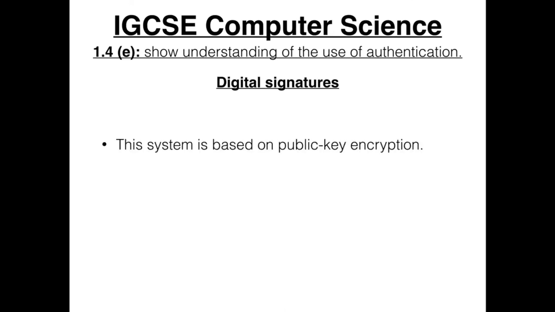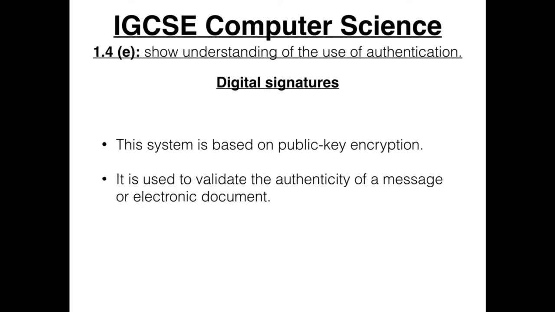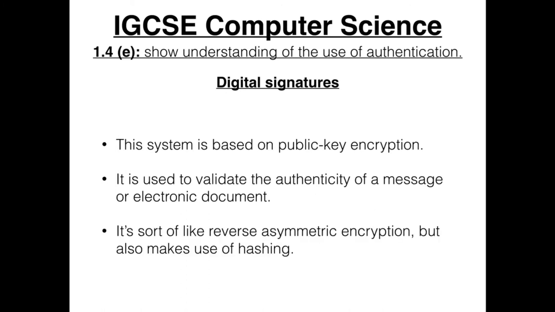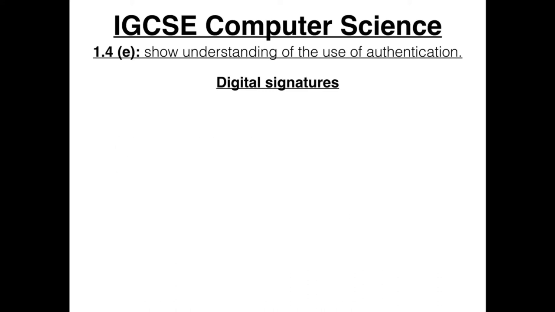This system is based on public key encryption. That's asymmetric encryption. It's used to validate the authenticity of a message or electronic document. And it's kind of like reverse asymmetric encryption, but also makes use of hashing. Now, you might be thinking, wait, hang on, what? Reverse asymmetric encryption? Well, you'll see.